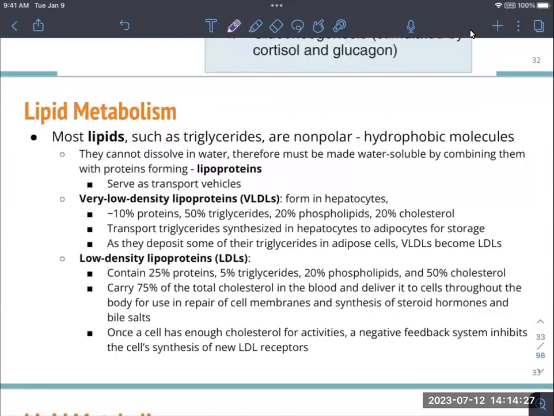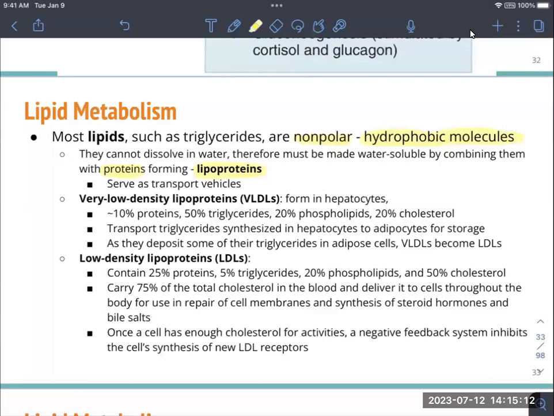So lipids, those different fats. Most of our lipids are nonpolar, hydrophobic molecules. They don't like water. Fats and oils do not dissolve in water, so we have to make them water soluble. How we make lipids water soluble is attaching them to proteins, making them lipoproteins. These lipoproteins are transport vesicles that transport fats in the bloodstream to somewhere else in the body.